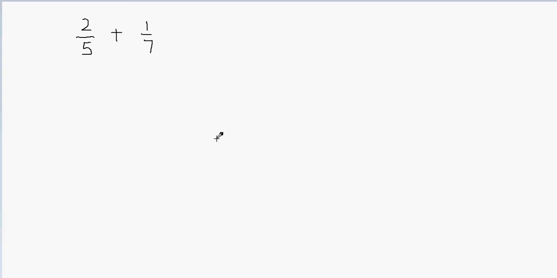So for example, 2/5 plus 1/7. You see that the first fraction has a denominator of 5 and the second fraction has a denominator of 7. That means they have different denominators. Since the denominators are different, they're called unlike fractions. And you can't add or subtract unlike fractions. To add or subtract unlike fractions, you will have to change them to like fractions.